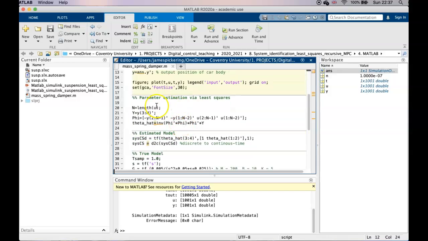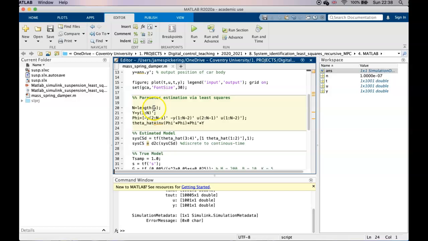So if I then move on to doing the parameter estimation via least squares, you'll notice here is the least squares equation. So theta hat equals inverse of phi transpose multiplied by phi, brackets, times phi transpose times y. Okay, so what we need to capture obviously is phi and y, where phi is just the matrix that consists of past known and measured inputs and outputs, and y is effectively the outputs.